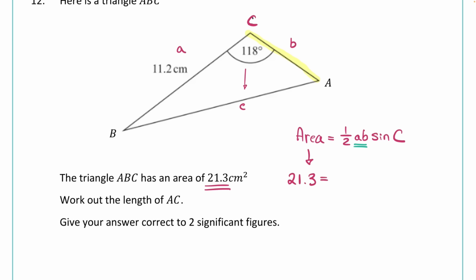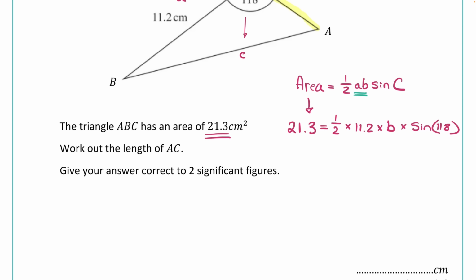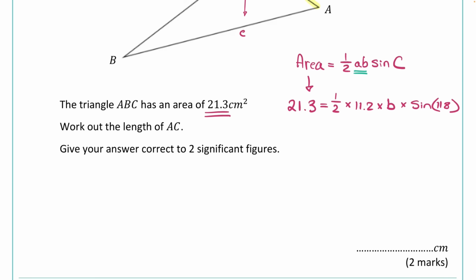21.3 is equal to a half times A, which we've got as 11.2, times B, which we don't have, so that's our unknown, times sine 118, and I'll put that in a bracket because that's how it will be shown on the calculator. So we need to find the missing value that is going to give us 21.3 as our answer here. Now, of course, we could guess values. It would probably take us a lot of time, and we want to do this in a nice quick way. This is just a 2-mark question here.